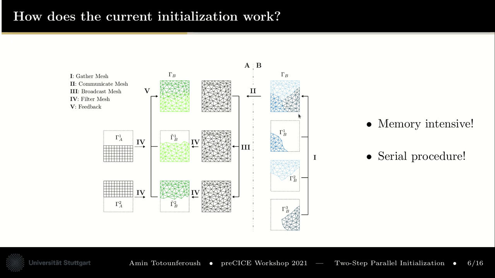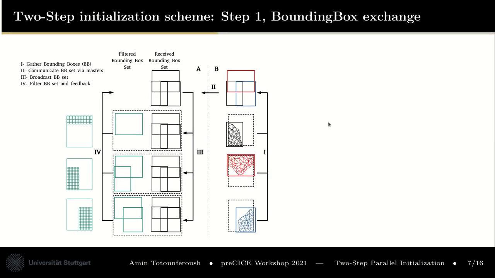So to address these two issues, we have introduced a new scheme which consists of two steps. In the first step, instead of communicating the whole mesh partitions, we only communicate a set of bounding boxes. So what is a bounding box? A bounding box simply represents the spatial range of the mesh partition owned by each rank. We gather these bounding boxes into the master rank and then communicate this bounding box set to the other solver, and ranks of this solver can compare their own bounding box with the received set of bounding boxes to figure out to which rank in solver B they must communicate data during the runtime. So this is already the first step. We know what the communication topology is, and we can already create channels after this first step.